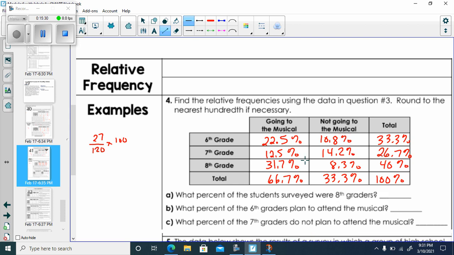Okay? What percent of the students surveyed were 8th graders? Well, let's see. That would be 40%, right? What percent of the 6th graders plan to attend the musical? 6th graders going to the musical, 22.5%, right? What percent of the 7th graders do not plan to attend? 7th grade, not going, 14.2%. All right? Okay.